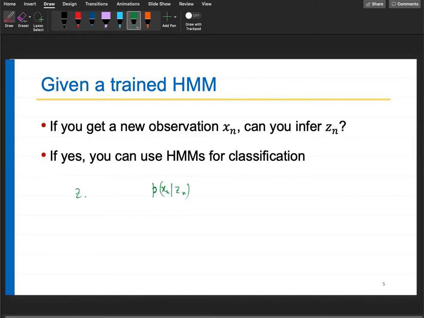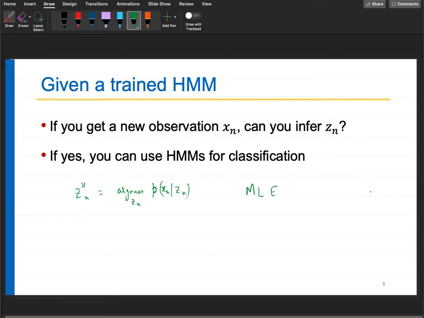So your Zn star is equal to the argmax. This is the maximum likelihood thing. Yes, this is called maximum likelihood estimation. What else can you use? You can use MAP estimation, where you will do Bayes rule, right? That also you can use.